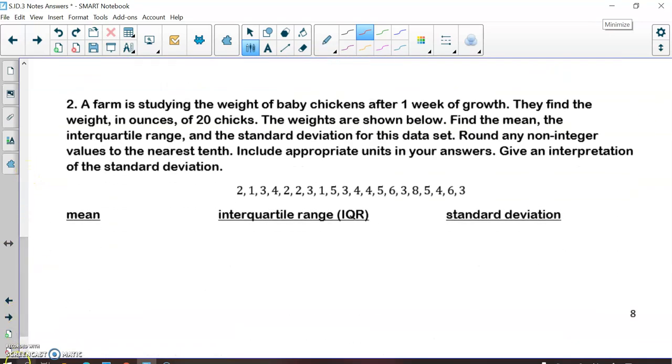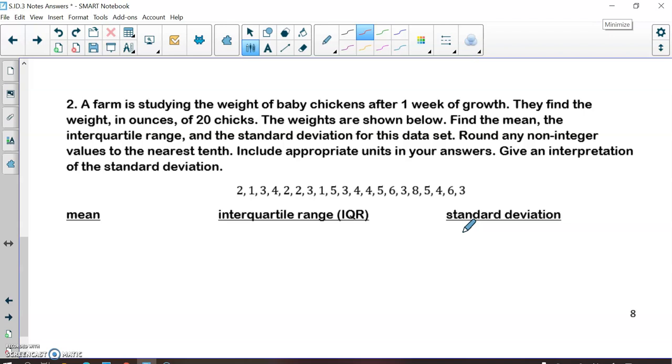All right, so number 2, we want to find the mean, the interquartile range, and the standard deviation. However, we are given a word problem, so we're not always going to just find population and sample. We need to determine which one we're going to find. A farm is studying the weight of baby chicks after 1 week of growth. They find the weight in ounces of 20 chicks.